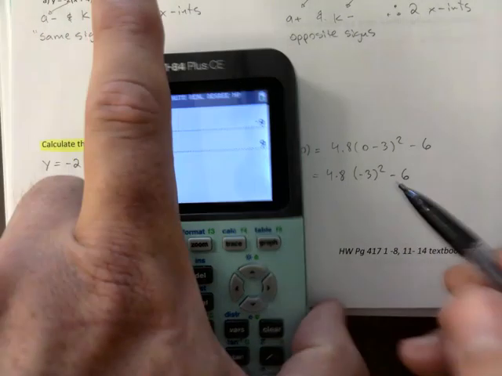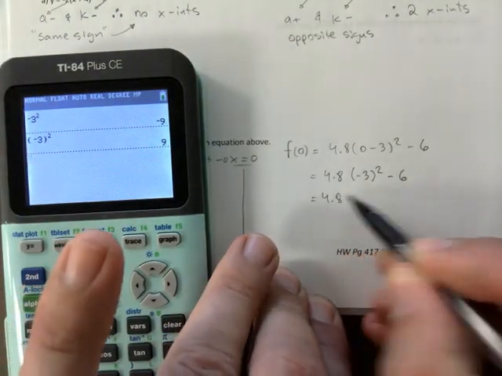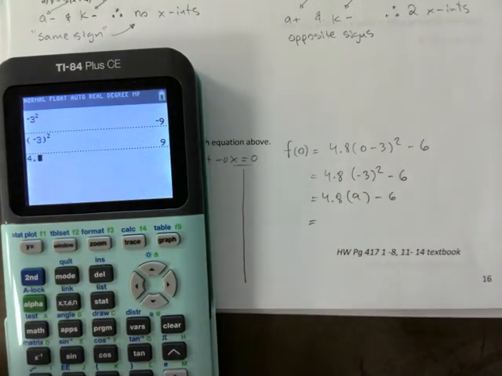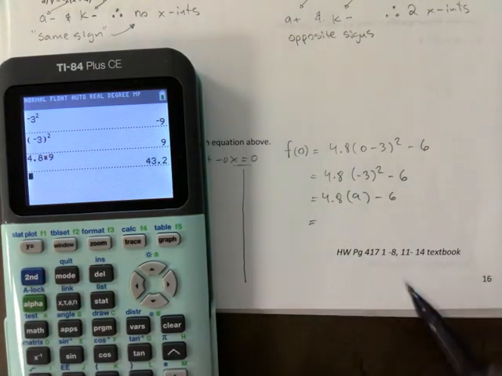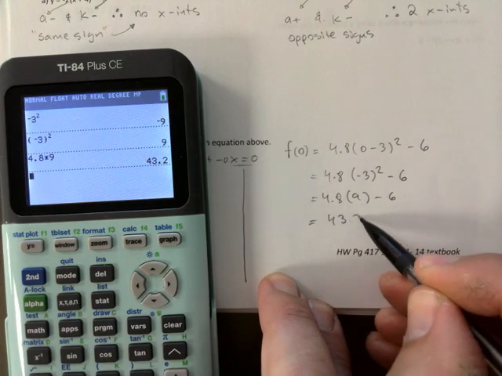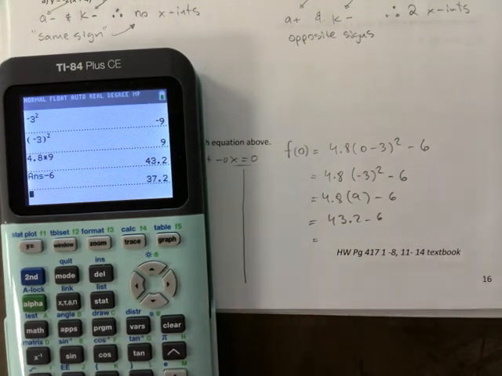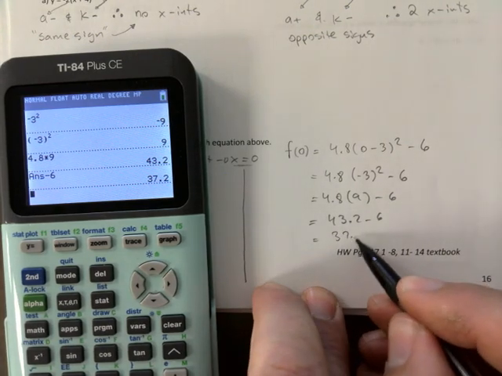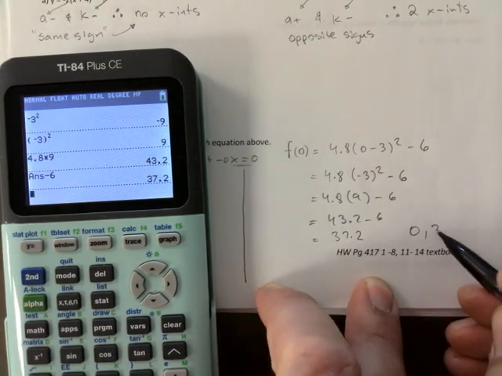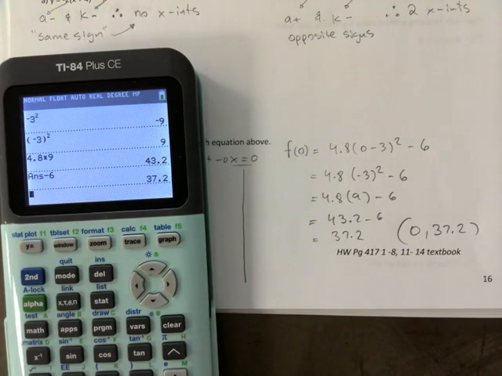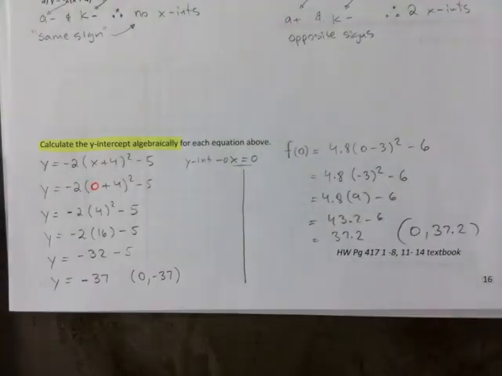Okay, so that's important. So that'll be 4.8 times 9 minus 6. And then you can go 4.8 times 9. That's fine. That's 43.2 minus 6. Right, and then you just go minus 6. That's 37.2. So the y-intercept for this particular one is this.